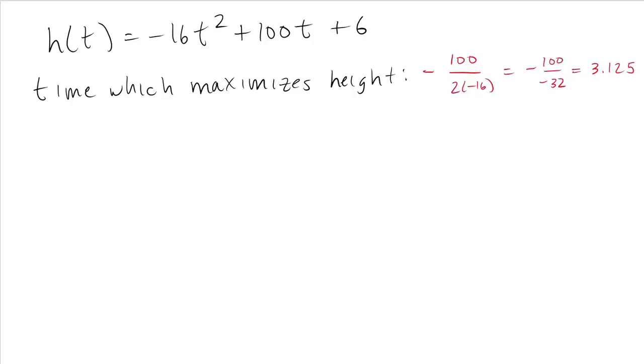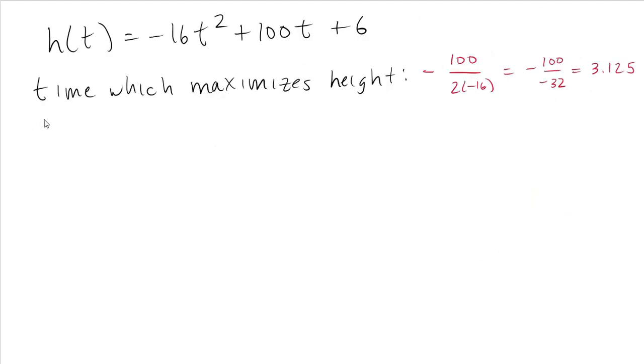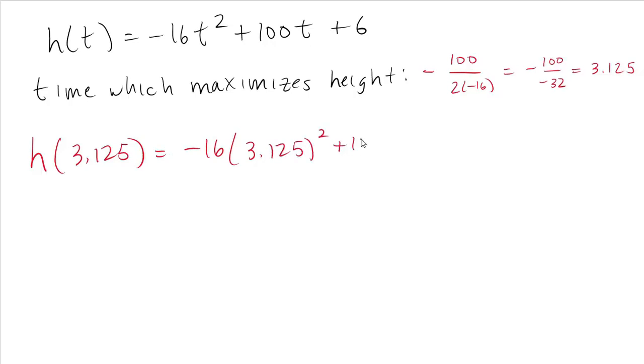That's not the question, though. The question is, how high is the ball at its peak? How do we figure out the max height? Well, we plug the time that we just found into the height function. We're going to evaluate h of 3.125, or h of 25/8, which is the equivalent fraction. So this is negative 16 times 3.125 squared, plus 100 times 3.125, plus 6.